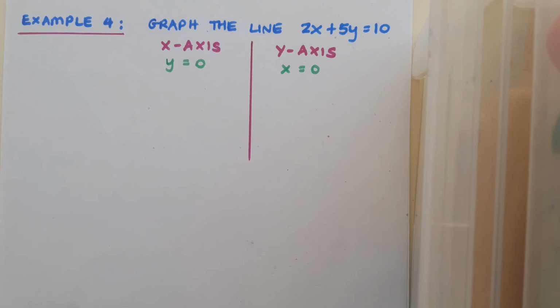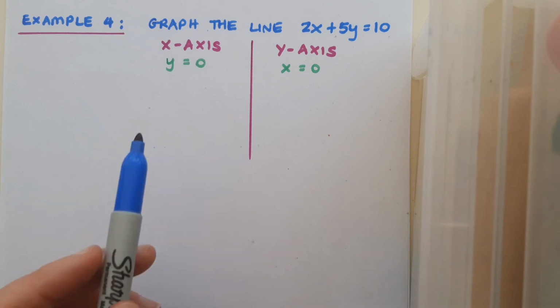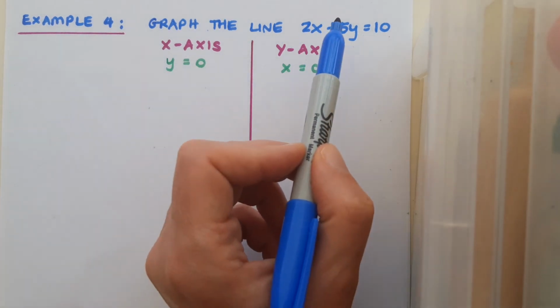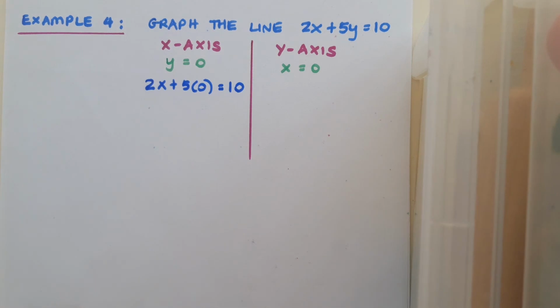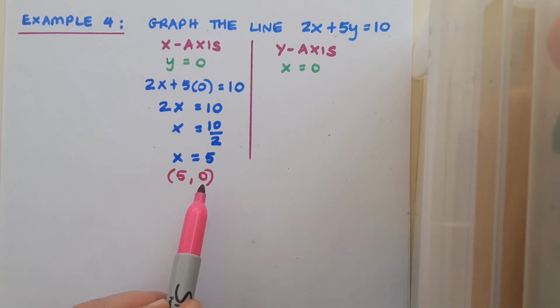Okay, let's take the x-axis first. For the x-axis, y equals 0, so wherever I see a y in my function I replace it with a 0. And now I solve for x. So I have 2x equals 10, which becomes x equals 10 over 2, and so x equals 5. In this case my point is 5, 0. Remember, the x goes first and the y goes second.